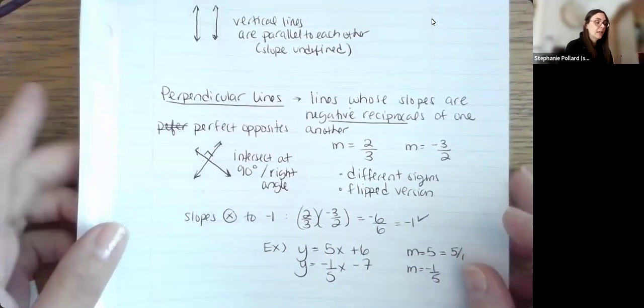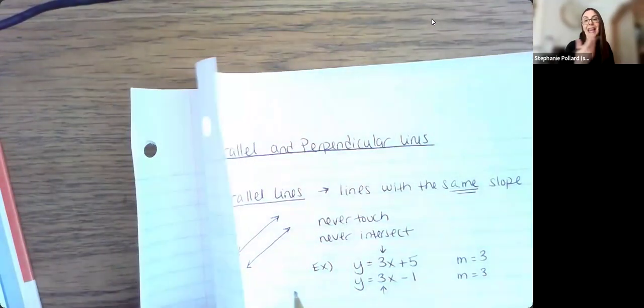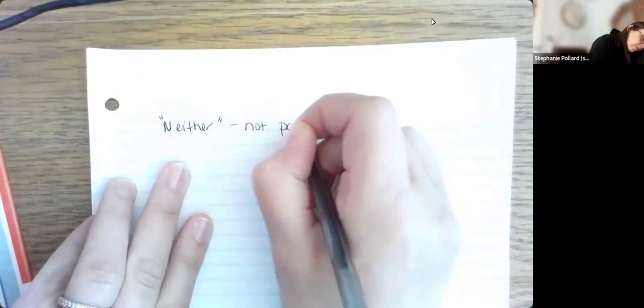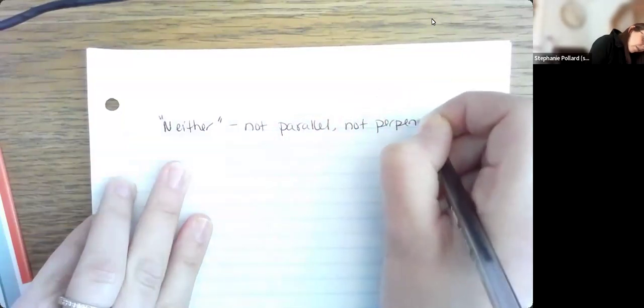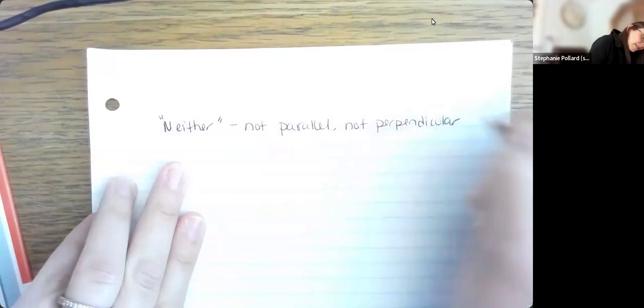Now, if these two things don't happen, then we say that it's neither. So it's not parallel and it's not perpendicular. So what happens there is they do intersect.